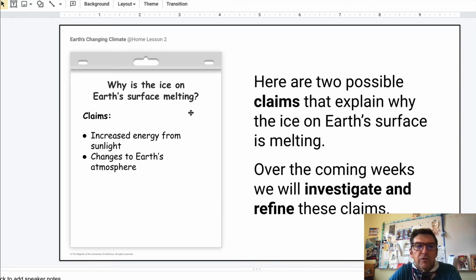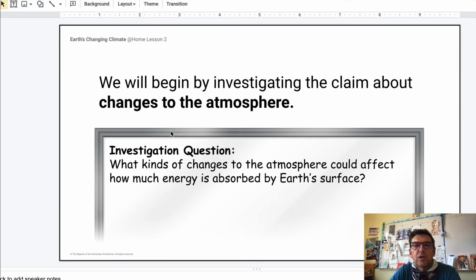Why is the ice on Earth's surface melting? Increased energy from sunlight? Yes. Changes to Earth's atmosphere? Maybe. We're going to check it. Here are two possible claims that explain why the ice on Earth's surface is melting. Over the next coming weeks, we will investigate and refine these claims. Probably over the next couple days, because we're going to condense things.